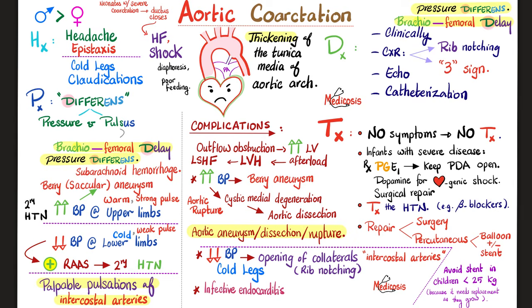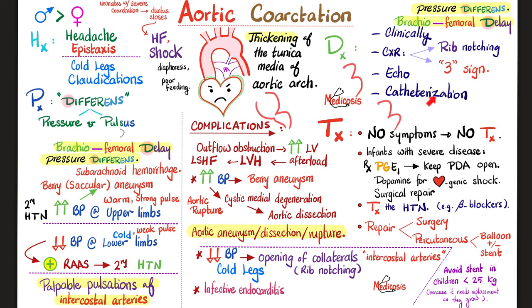That's the clinical diagnosis. Next, chest x-ray to see what? The rib notching because of the collateral intercostal vessels. And 3 sign on x-ray. What's that 3 sign? I want you to look carefully how 3 looks like. Oh, look at this. That's exactly how the aorta looks like when we have aortic coarctation. This is the 3 sign, and you can see it while looking at the aorta on chest x-ray. Echo can help us, and catheterization.